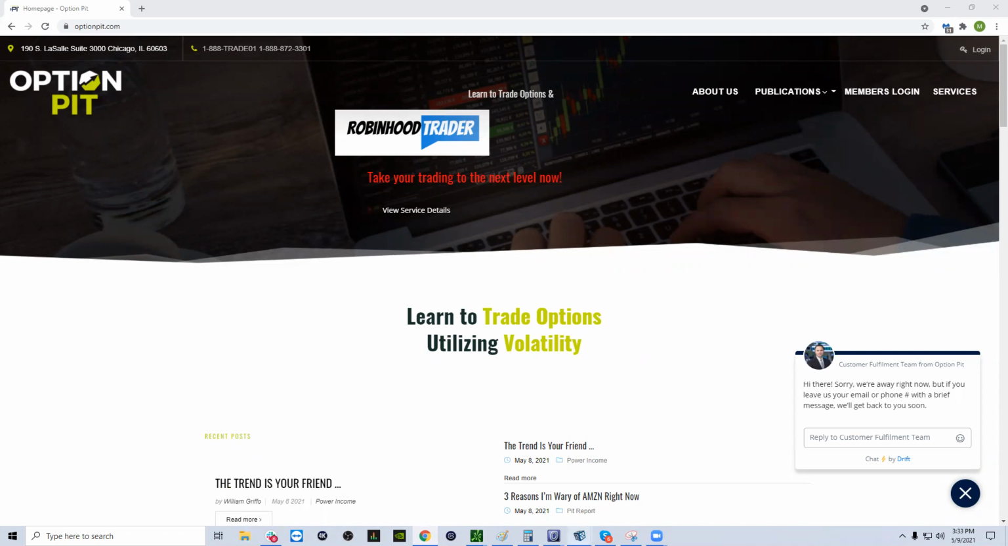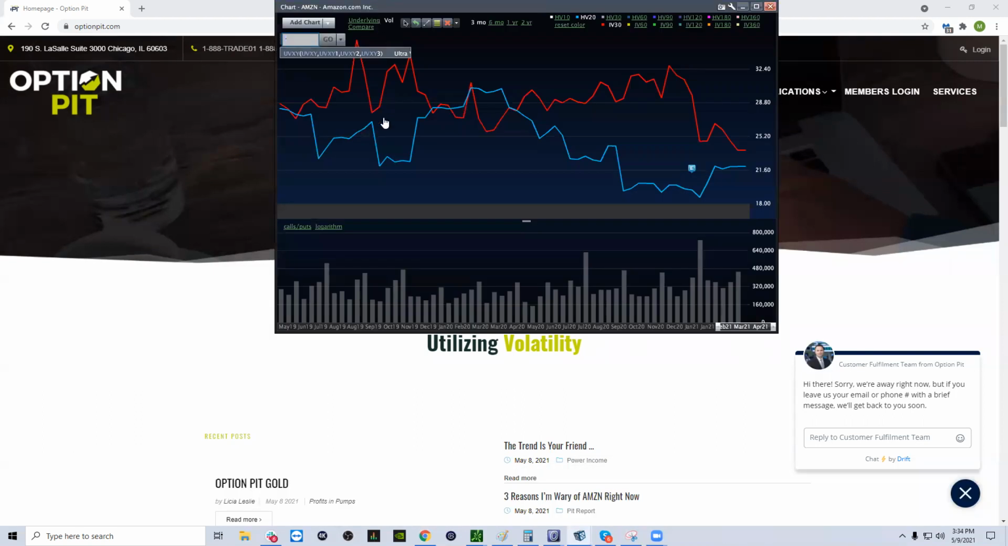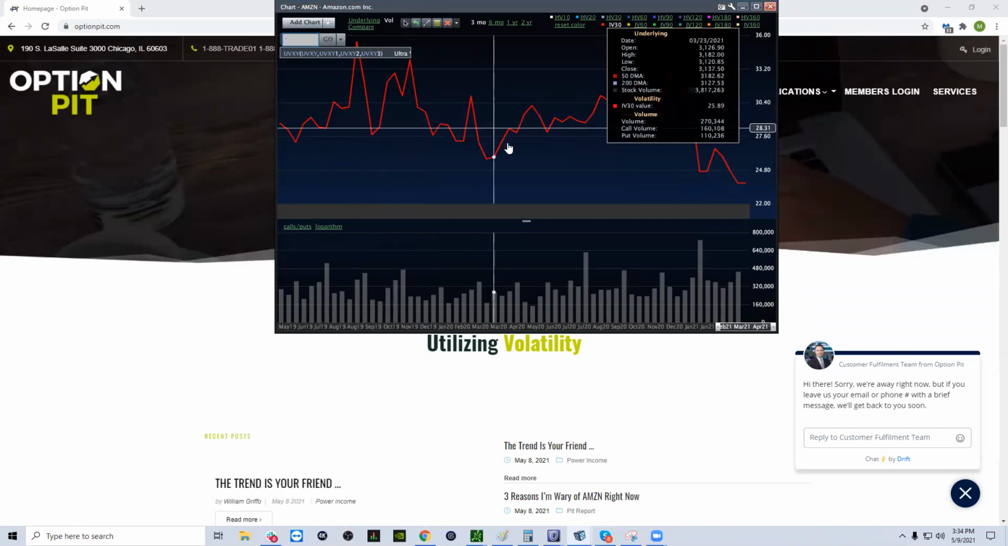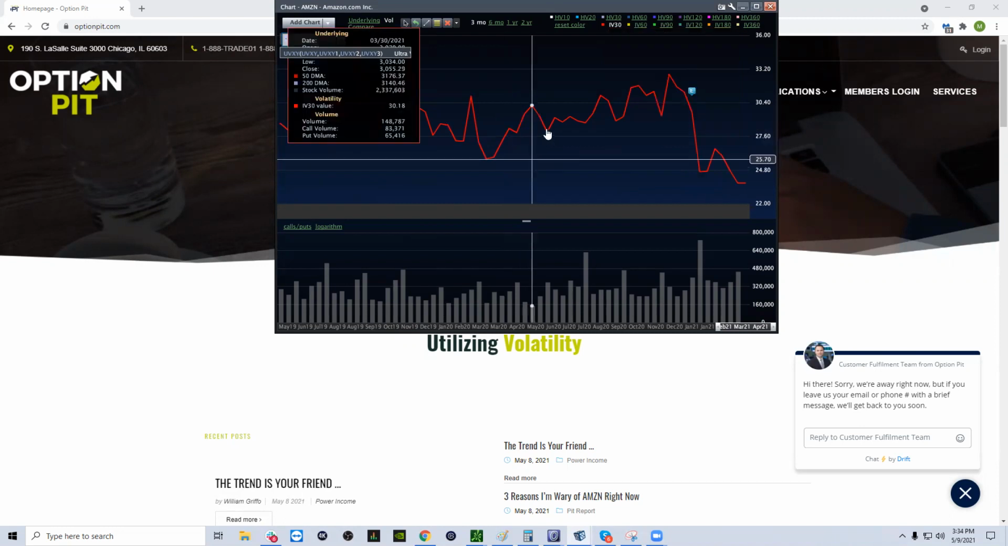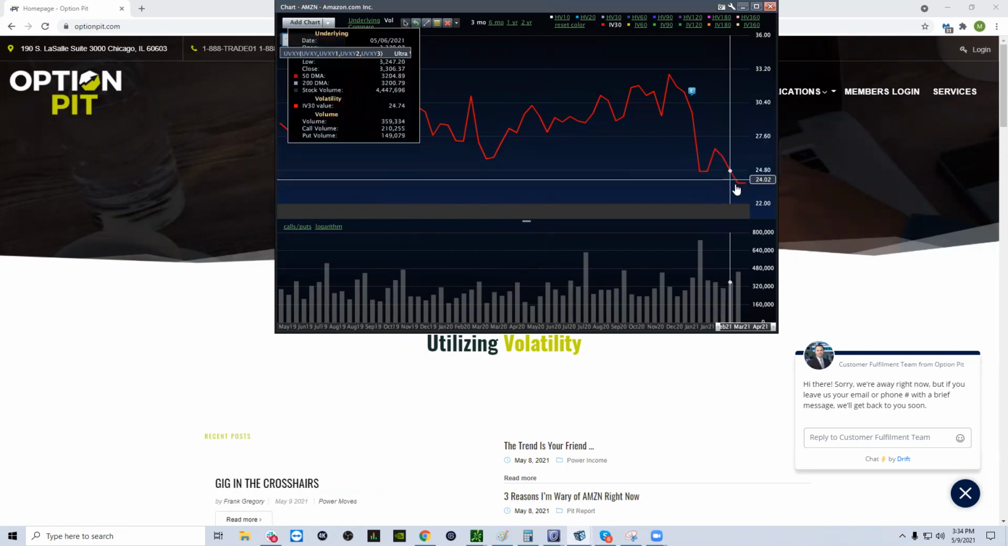Today, we're going to talk about implied volatility. What I want to educate you on is that implied volatility is created by the market. It is created by people like you. All right, so what is implied volatility? Implied volatility is what we think a stock is going to move in the future. This is 30-day implied volatility, so this is guessing how much Amazon is going to move over the next 30 days.